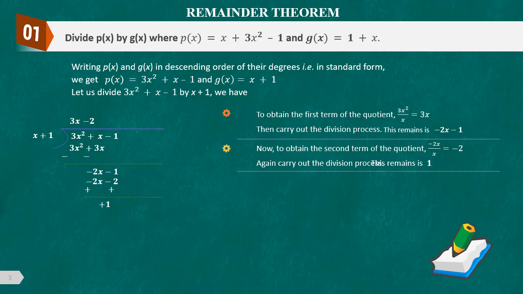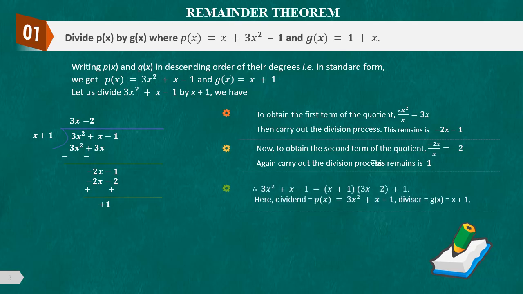Now, the dividend can be expressed as divisor into quotient plus remainder. Given that p of x is 3x square plus x minus 1, that is the dividend. The divisor is given x plus 1. When we divide p of x by x plus 1, we get a remainder and quotient. So this expression can be written as dividend is equal to divisor into quotient plus remainder. So we find the quotient, it will be 3x minus 2 and the remainder r of x equal to 1.